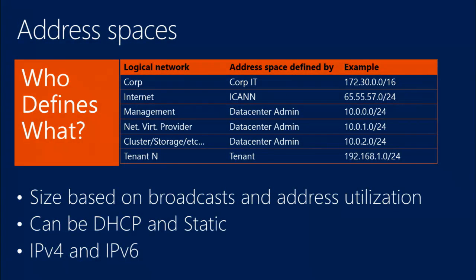So for example, using network virtualization, for the actual address space in that VM network, you have to choose between IPv4 or IPv6. You can't use both in those address spaces.